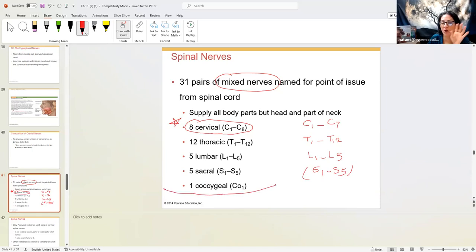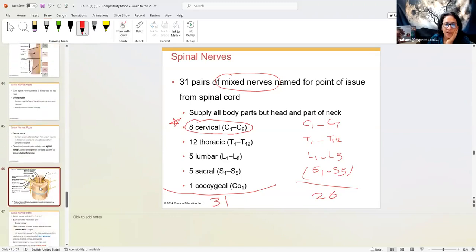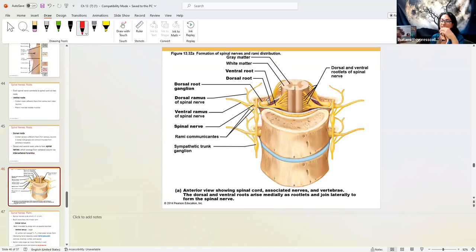So if you add all of this, we have 31 pairs of spinal nerves, but 26 vertebrae. You know, the spinal cord is going to pass through the vertebral foramen or vertebral canal, right? If you look at each vertebra, you're going to find one foramen or one opening at each vertebra, which is called the vertebral foramen.